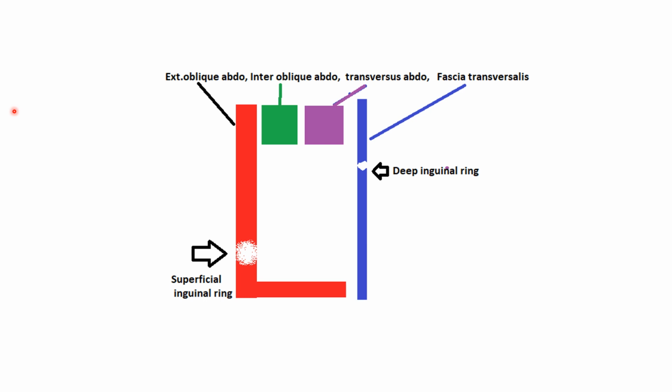So here is another diagram I have used to show you. If you move from forward to backwards, this is the external oblique muscle and its aponeurosis. A gap in this aponeurosis is known as the superficial inguinal ring. Then this is the fascia transversalis lying behind the transversus abdominis muscle. A gap in the fascia transversalis is known as the deep inguinal ring, and if I make an oblique passage between these two rings, that will form the inguinal canal.